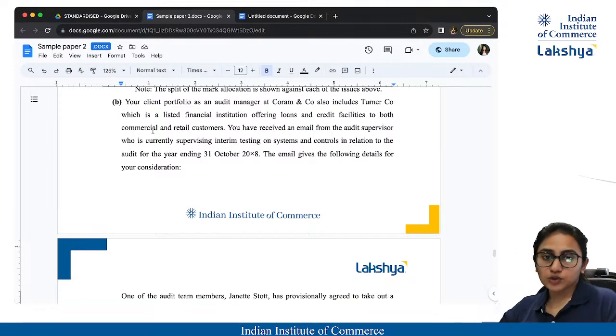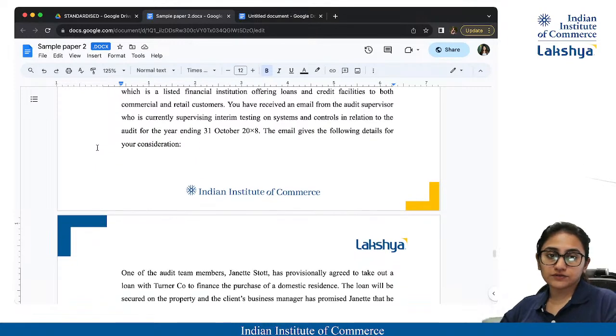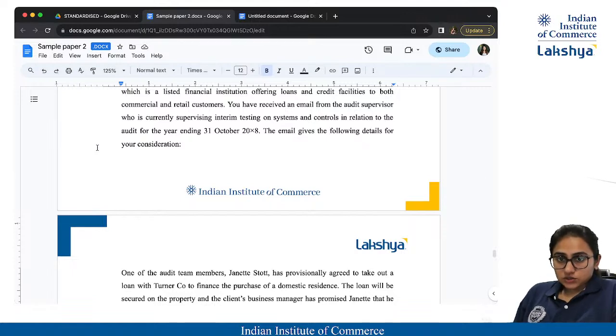Your client portfolio as an audit manager at Quorum and Company also includes Turner Company, which is a listed financial institution offering loans and credit facilities to both commercial and retail customers. You have received an email from the audit supervisor who is currently supervising interim testing on systems and controls in relation to the audit for the year ending 31 October 2018. The email gives the following details for your consideration.